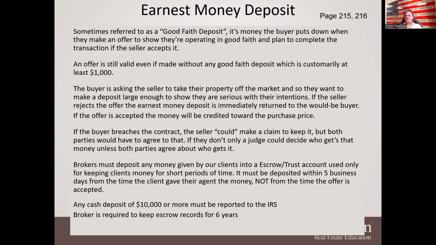Brokers must deposit any money that is given to us into our escrow account within 5 business days. Remember, after we do our bookkeeping in the escrow accounts, it's within 5 days of the money being given to us, not within 5 days of the offer being accepted, though. And any cash deposit of $10,000 or more, we need to report to the IRS. I don't suggest accepting cash deposits because of that and many other reasons, though, which we've gone over in an earlier chapter. And the broker is required to keep escrow deposit records on file for 6 years, just like everything, 6 years.